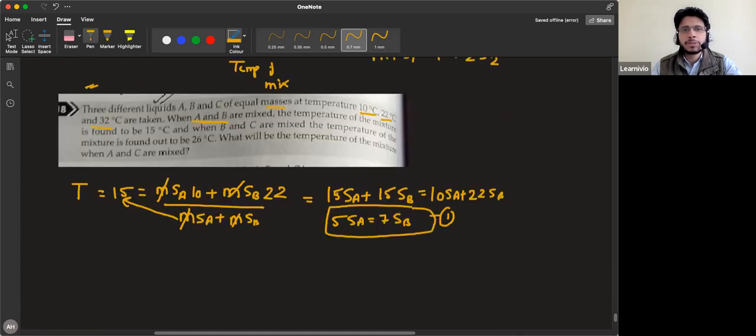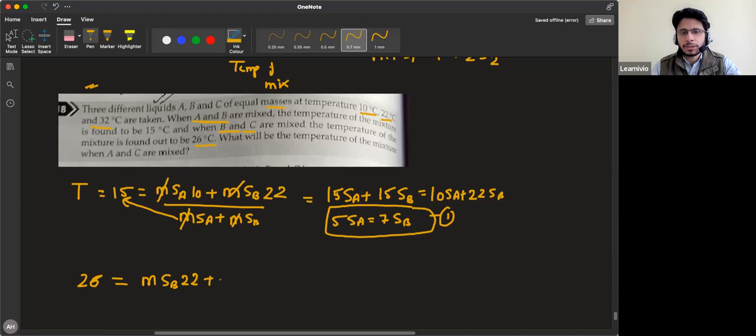Then B and C are mixing, and the temperature of the mixture is 26 degrees Celsius. So we'll write 26 is B and C. Mass of B is M, specific heat of B, and the temperature of B is 22.